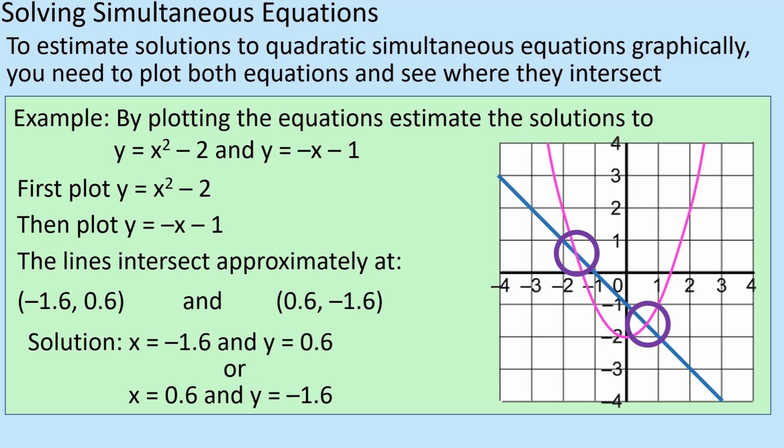Because we're asked for the solutions, we have to write it slightly differently than the coordinate. So we have to say x equals minus 1.6 and y equals 0.6. So that's the first coordinate effectively. And then the second one, x equals 0.6 and y equals minus 1.6 over there. So you've got two solutions to this, two ways of basically plotting the equations and finding the solutions. So that's what you need to do.